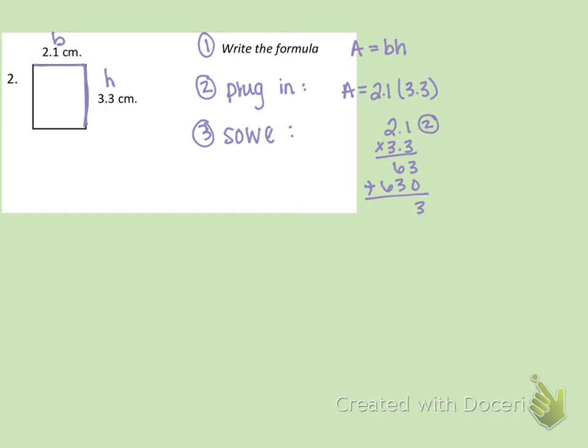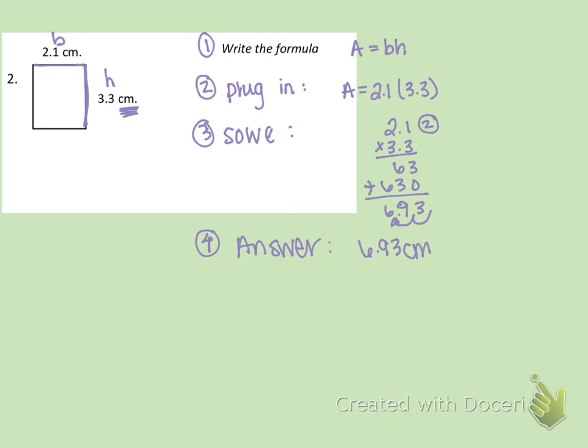My pen keeps going in and out, apparently. And then 6. And then we're going to bring our decimal back in. And our answer, step 4, our answer, okay, is 6.93. Our unit is centimeters.